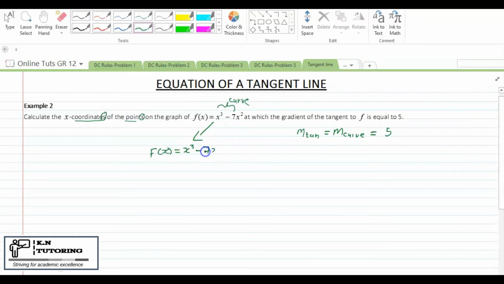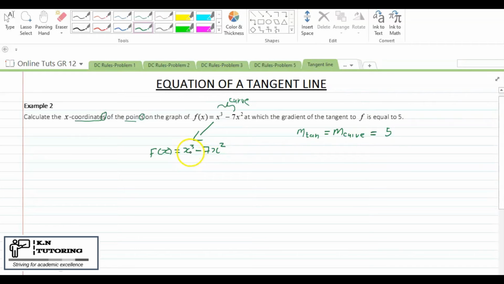minus 7x squared. Now the question is, is this fully simplified? Can I start applying my rules of differentiation? Remember, in terms of differentiating, you can either use rules or first principle. But why would you waste time using first principle when you can apply rules here? Because the question didn't say use first principle. Okay, so we're going to apply our rules here.